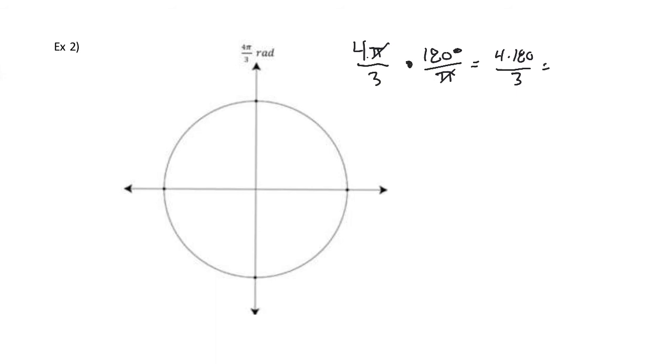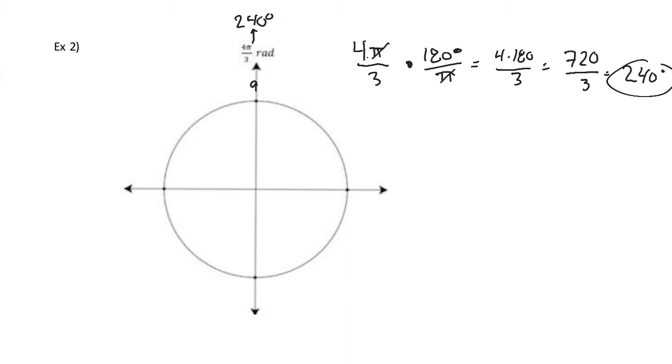4 times 180 is 720 divided by 3. That is 240. So if I'm graphing 4 pi over 3 radians, that is the same thing as 240 degrees. And that's easier for me to graph, so I'm going to do that.